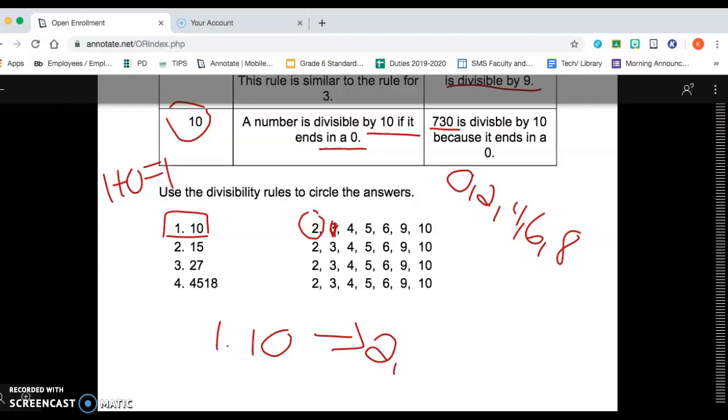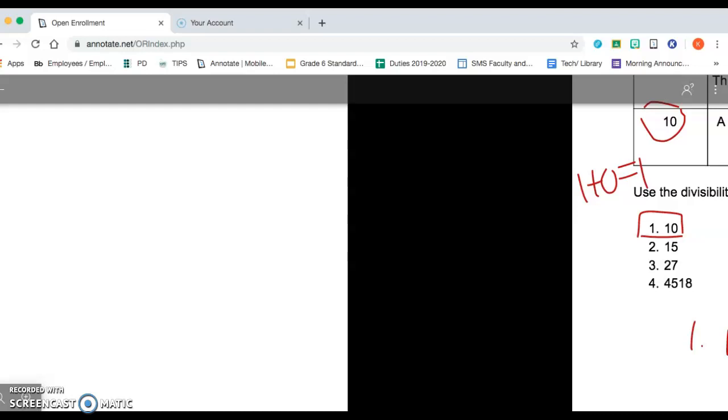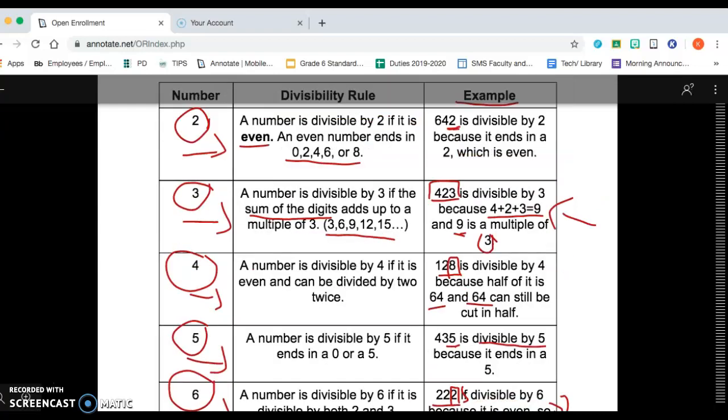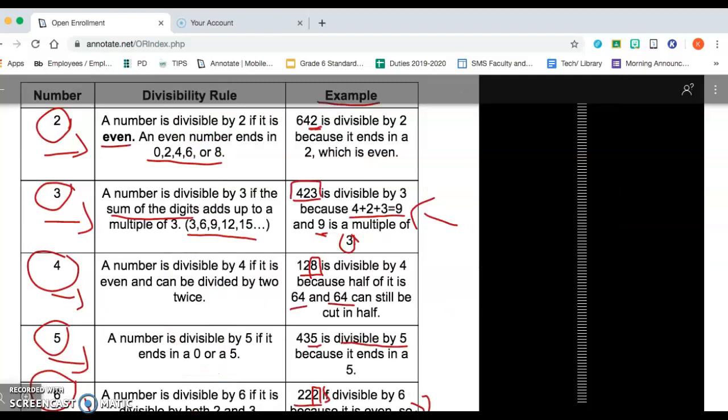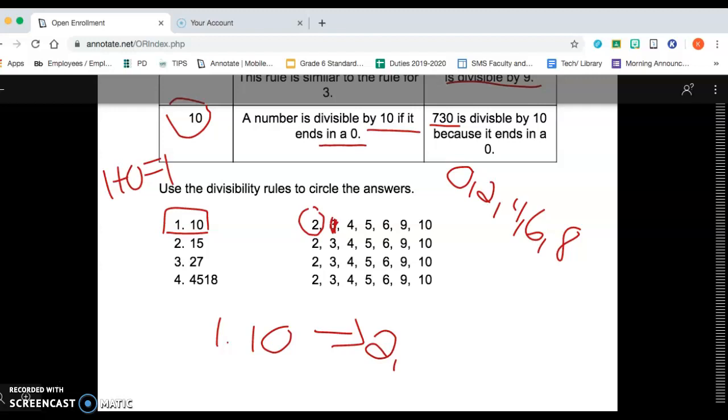4. So let's go back and look at the rule for number 4. A number is divisible by 4 if it is even and can be divided by 2 twice. So we have to be careful because number 10 is even, but it can't be divided by 2 twice, because if we divide 10 once, we get 5, right? But we can't divide it again without getting a decimal. So that means number 4 is out. Number 5, so remember, if a number ends in a 0 or a 5, it is divisible by 5. This one ends in 0, so that means it is divisible by 5. So your next answer is 5.